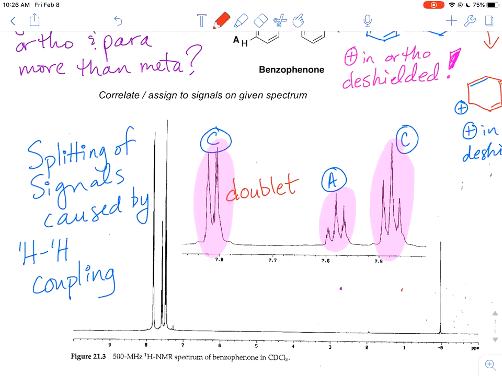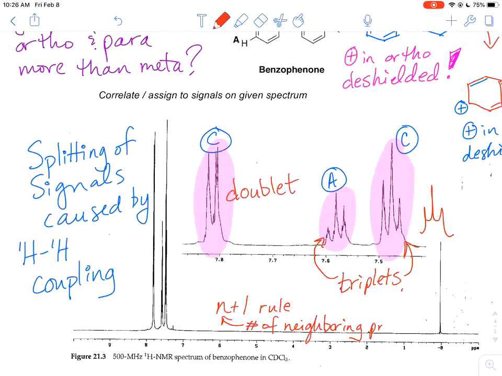We also have both of these guys over here, which are both triplets. And yes, they are split into smaller signals between and beyond that, but the triplets look a little cleaner. Those are both triplets. And that's all dictated by the n+1 rule, where the n is the number of neighboring protons.